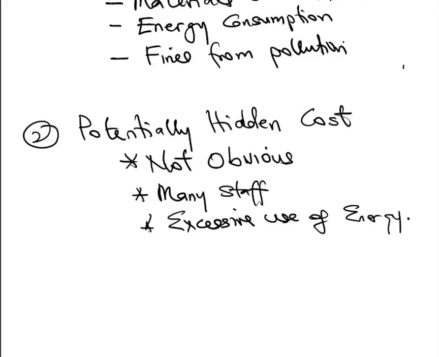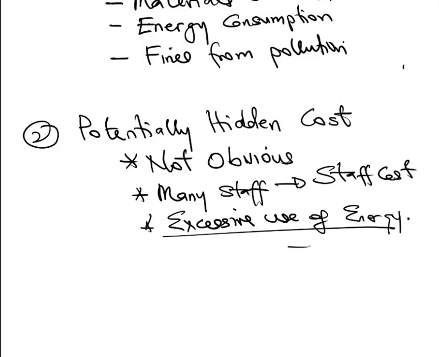So it's not obvious because your many staff will be your staff cost, so you will never think of the environment. Your excessive use of energy will be your overhead. You would never think of pollution. You would never think of the environment, whereas you are impacting the environment. You see, these are not very obvious, and that's why that group is called the potentially hidden cost.